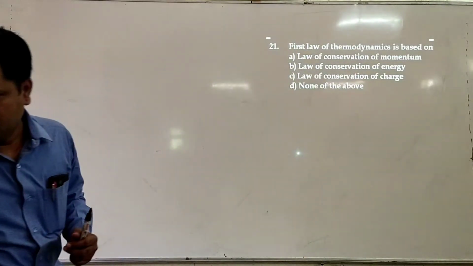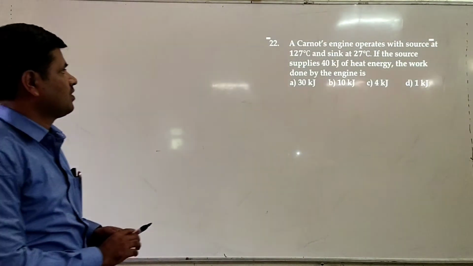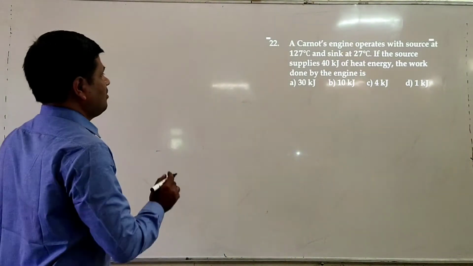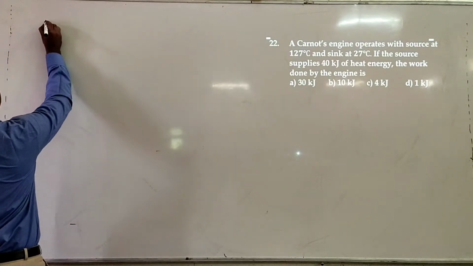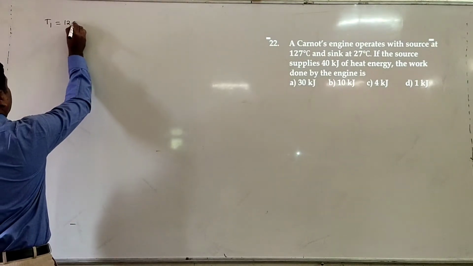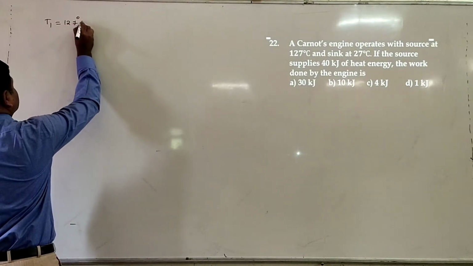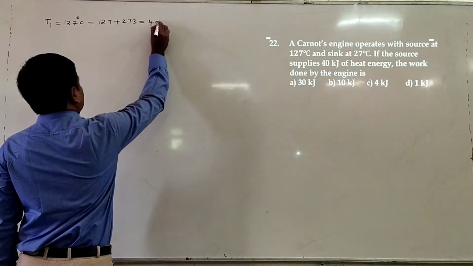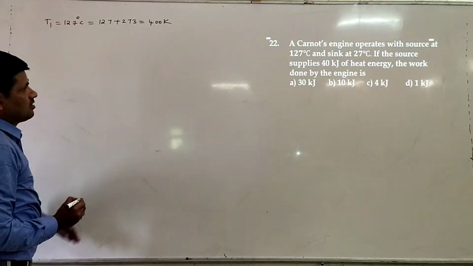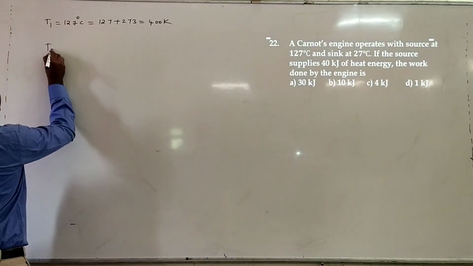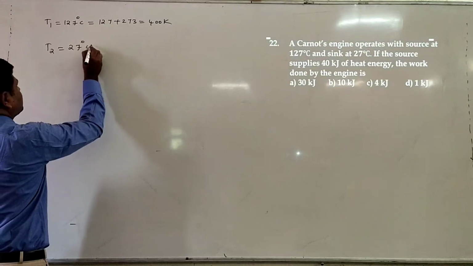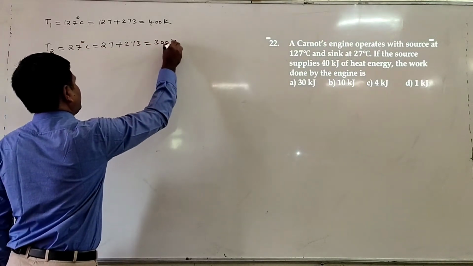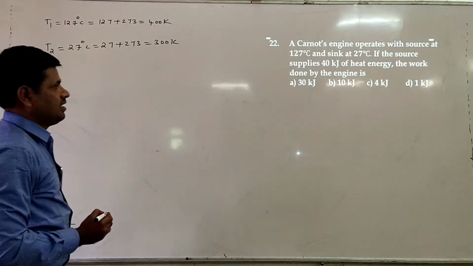Next, we can go to question number 22. A Carnot engine operates with source at 127 degrees, sink at 27 degrees. Source at 127 degrees means T1 is equal to 127 degrees centigrade, which is 127 plus 273, equal to 400 Kelvin. That is our source temperature. Next, sink temperature T2 is equal to 27 degrees centigrade, 27 plus 273, equal to 300 Kelvin.